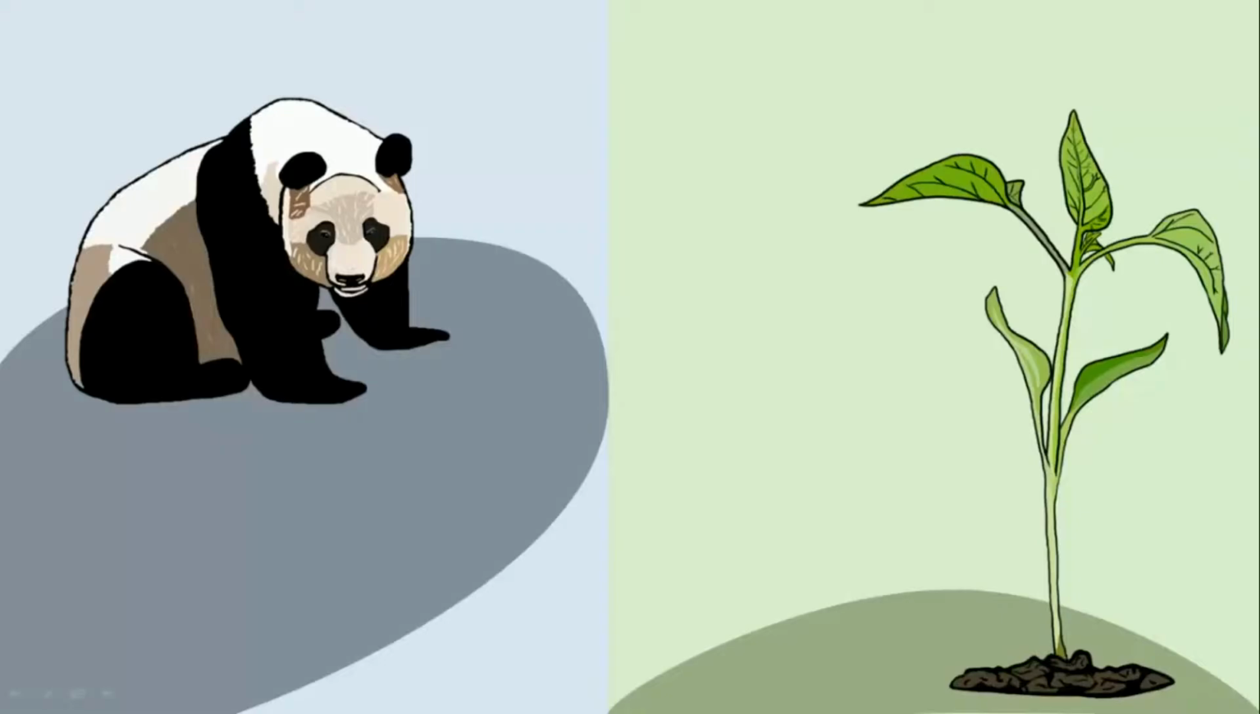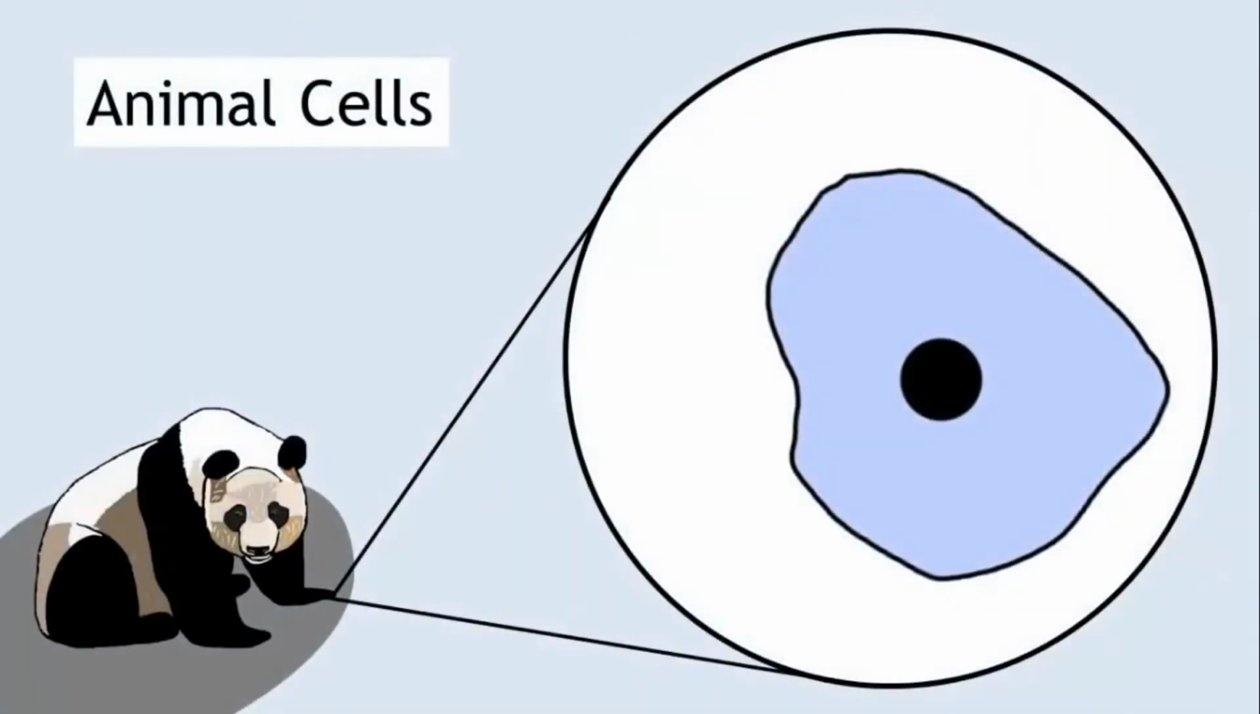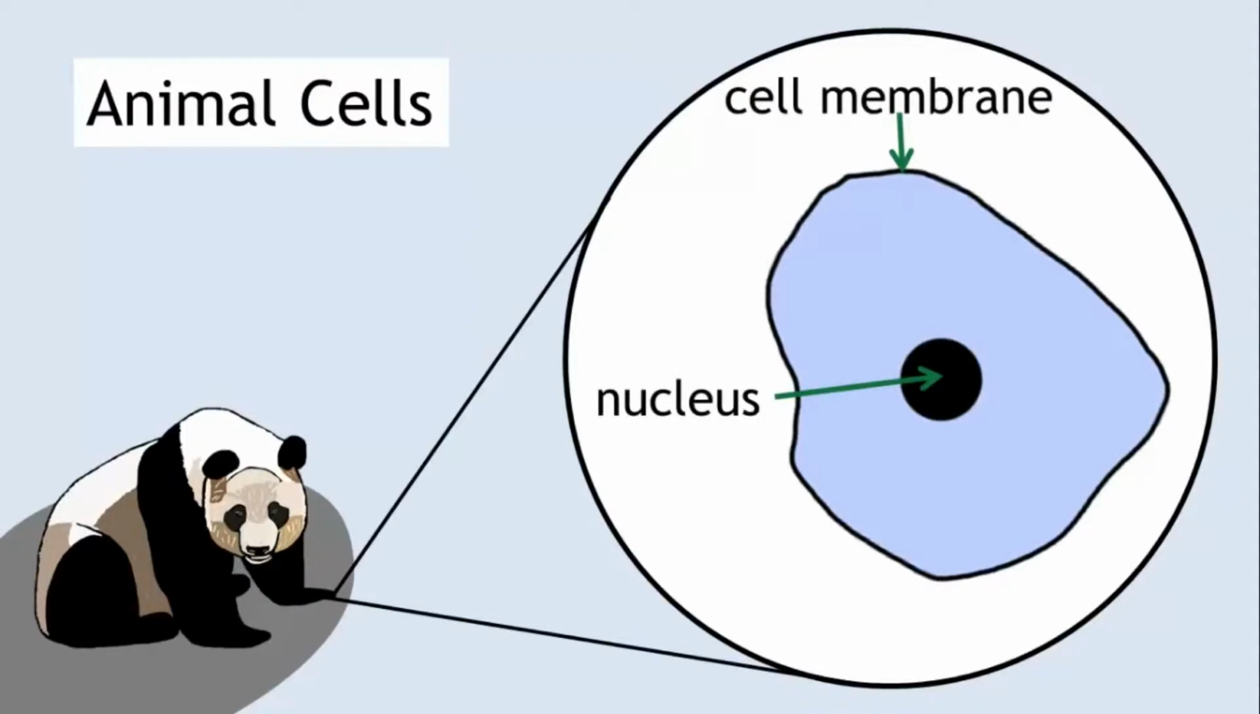A cell is the basic unit of life. Some living organisms, such as animals and plants, are made of hundreds of trillions of these basic units of life called cells. Animal cells. A typical animal cell will include the nucleus, a cell membrane, and a cell cytoplasm.